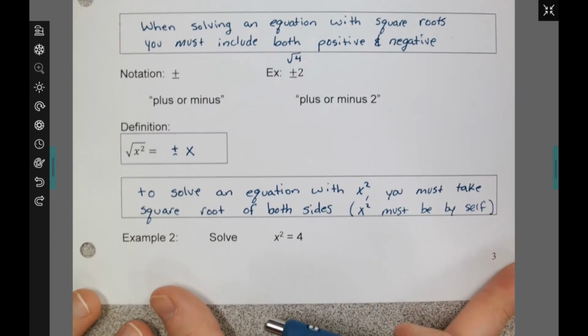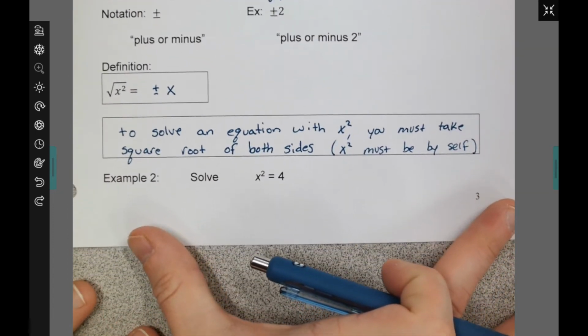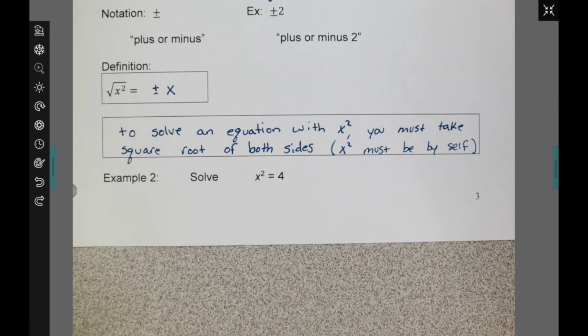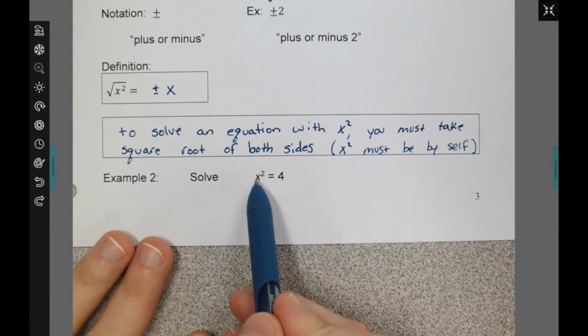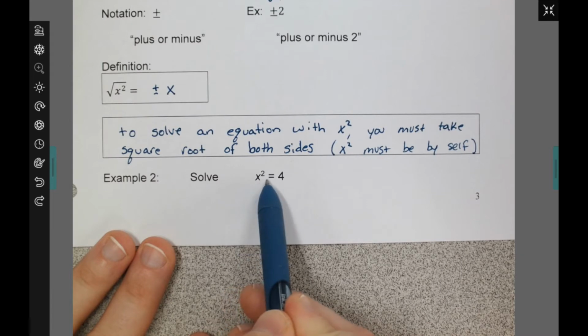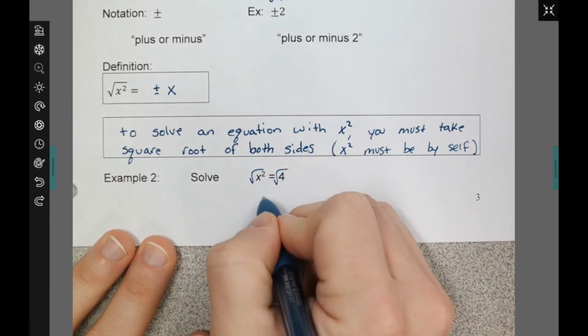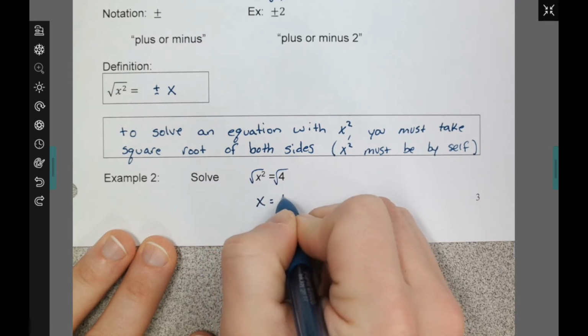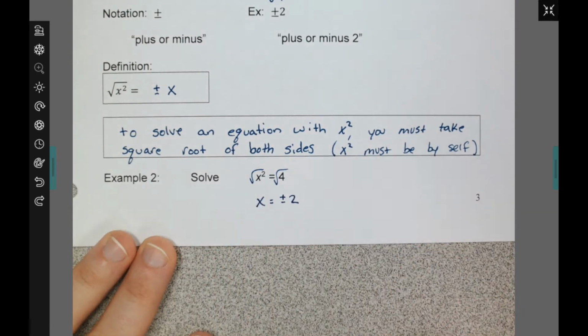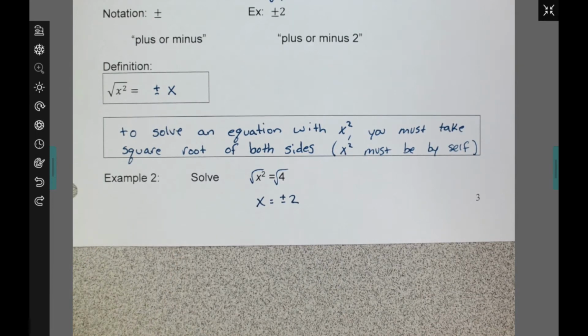And now we're just going to get into solving. In order to solve an equation with x squared, you must take the square root of both sides. And we need to make sure that x is by itself. Example 2 is the easiest one we'll run into. You have x squared equals 4. You look at it, there's nothing outside the x squared. It's all by itself, so you can go ahead and square root each side. Doing that is going to give me x equals plus or minus 2. You need to make sure when you take the square root, you include the plus or minus.